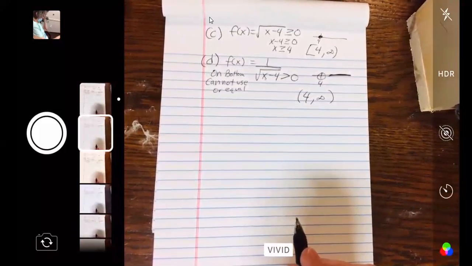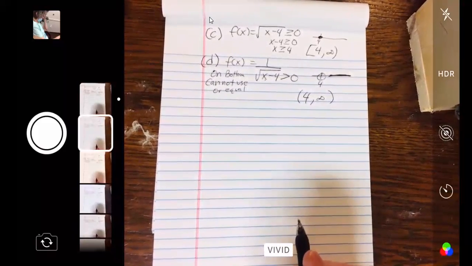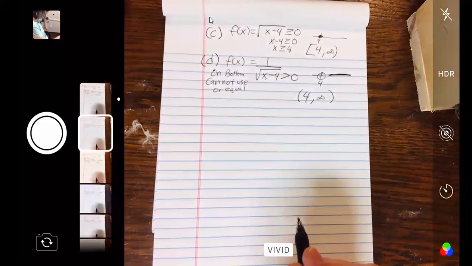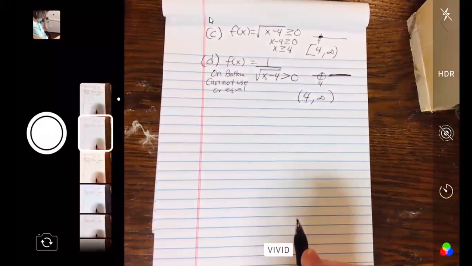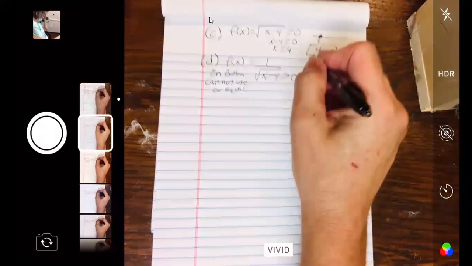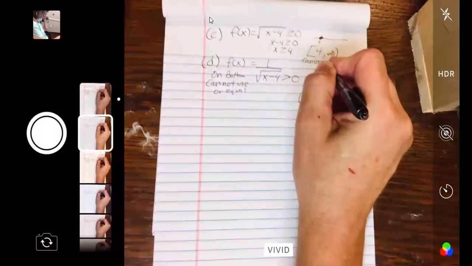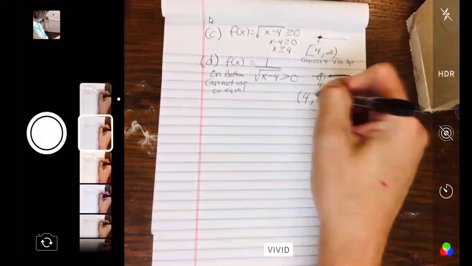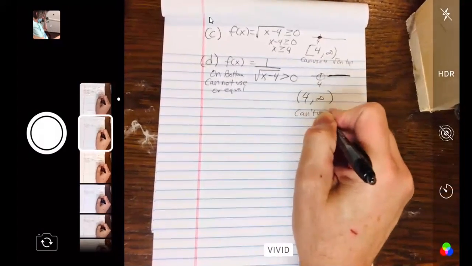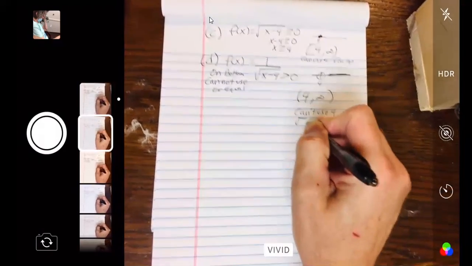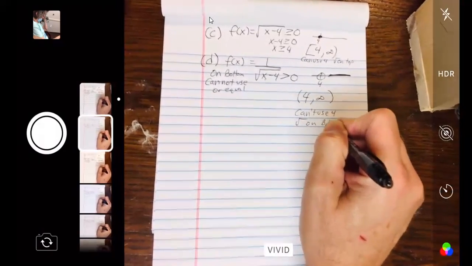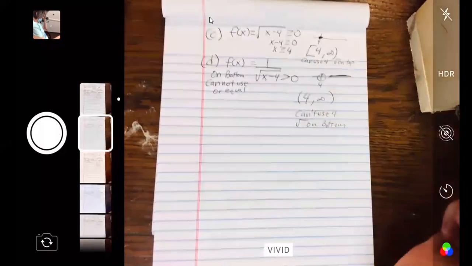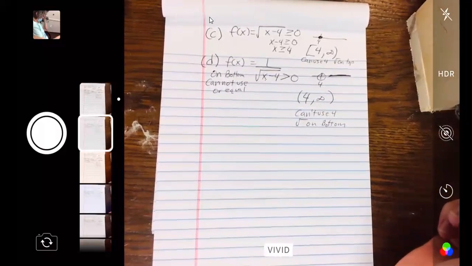So the only difference between it being on top and in the fraction is the bracket? That's right. This says you can use 4, because your square root's on top. This says you can't use 4, because the square root's on the bottom.